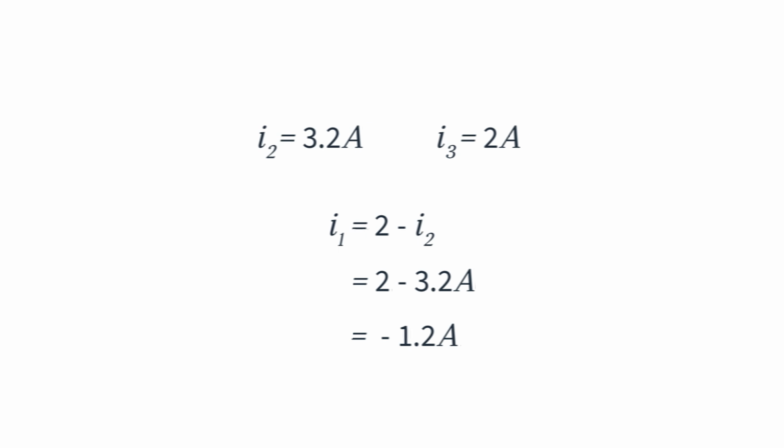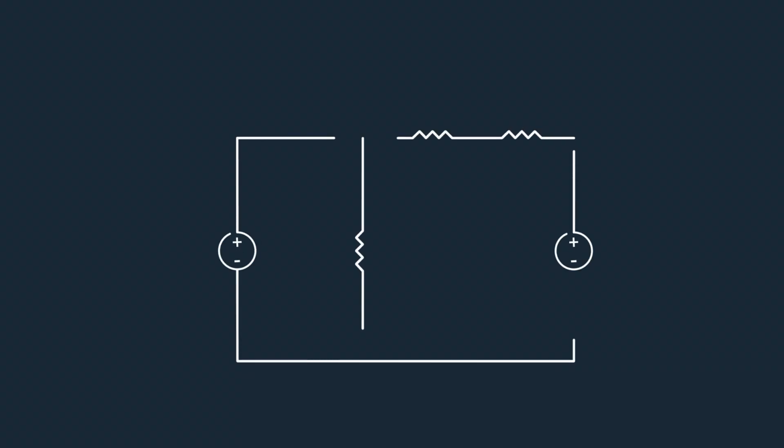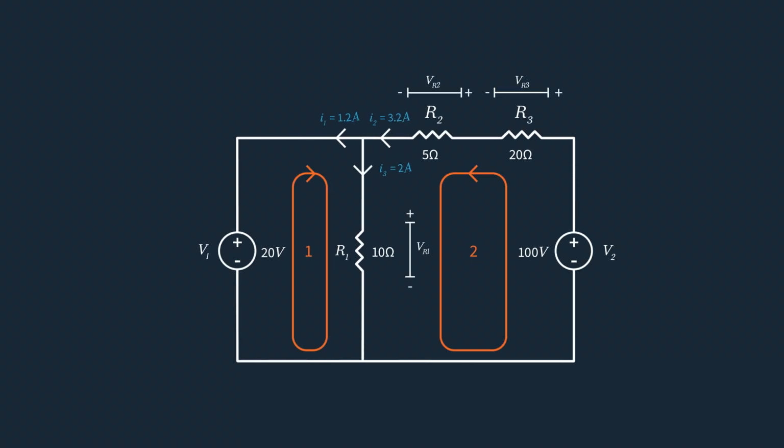All right, after going through all this, we find that I2 is 3.2 amps, I3 is 2 amps, and I1 is negative 1.2 amps. Again, the negative value of I1 simply means that the actual direction of current flow is opposite to the direction of current that was initially assumed. So our circuit would look more like this.